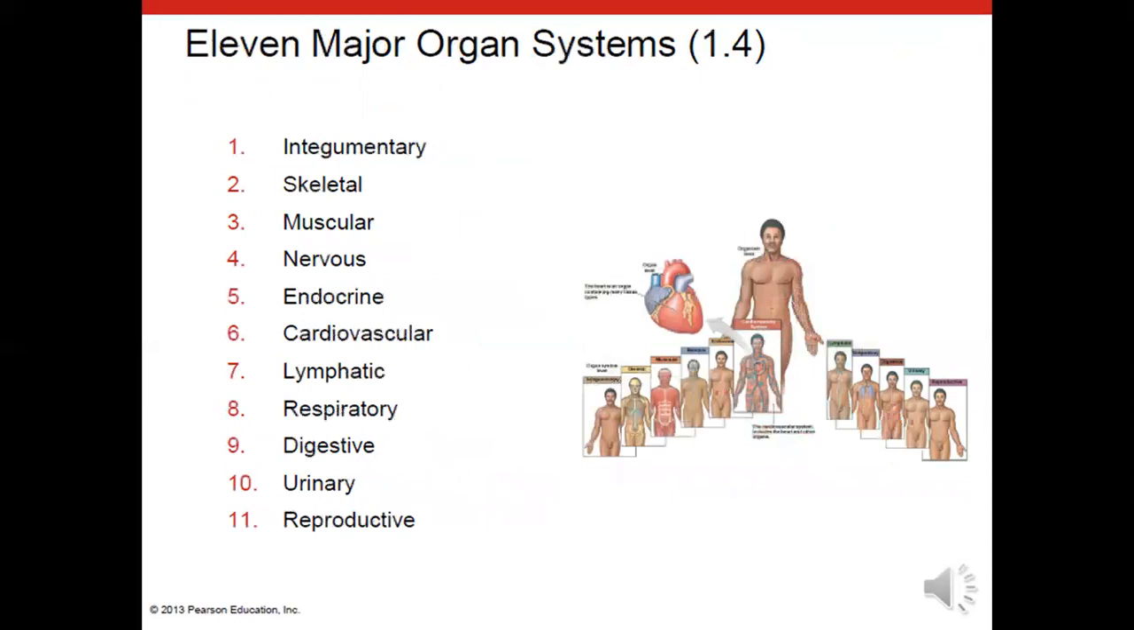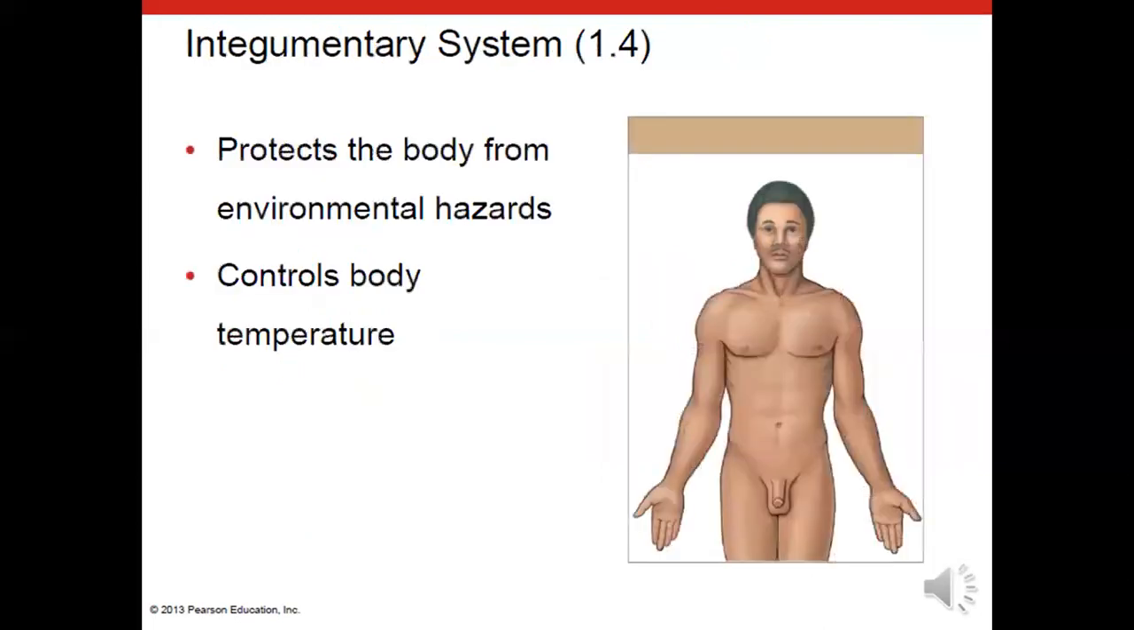The organ systems you should be familiar with, all 11. You should be familiar with organs within each organ system and the functions of these organ systems. So we'll talk about that right now. The integumentary system protects the body from environmental hazards. So think about it. Pause the video, write down an organ that you can find in the integumentary system. Hopefully you wrote skin. That's the major organ of the integumentary system.